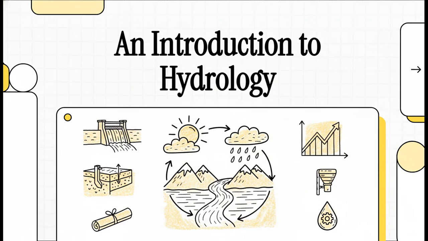So, have you ever really stopped to wonder, where does rain actually come from? And after it falls, where does it all go? Well, there's a whole fascinating science dedicated to answering exactly that. It's called hydrology, and we're about to break down its core concepts right now.